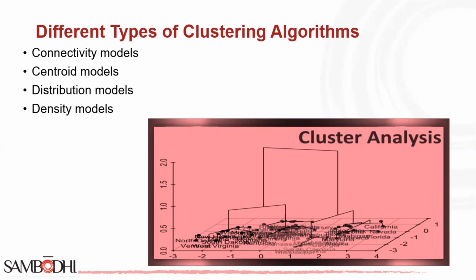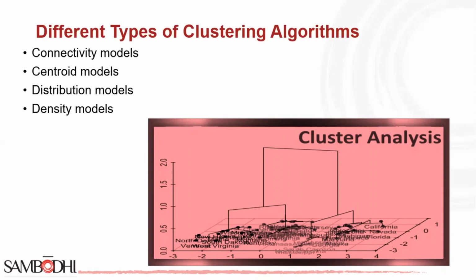Next is the distribution model. Now, this clustering method plays a vital role and is based on the notion of how probable it is that all data points in the cluster belong to the same distribution. These models often suffer from overfitting. A popular example of these models is the expectation maximization algorithm, which uses multivariate normal distribution.